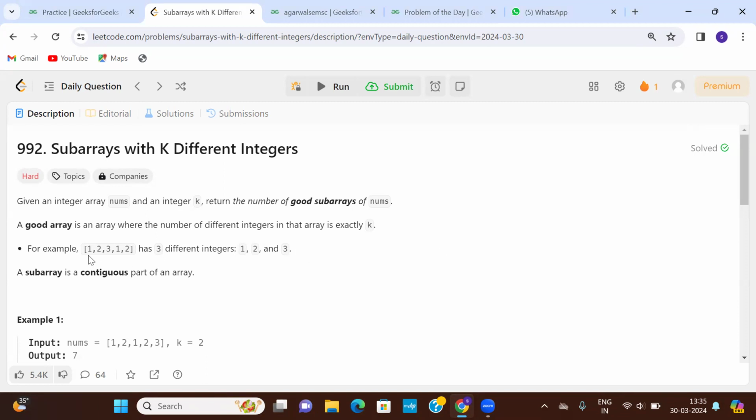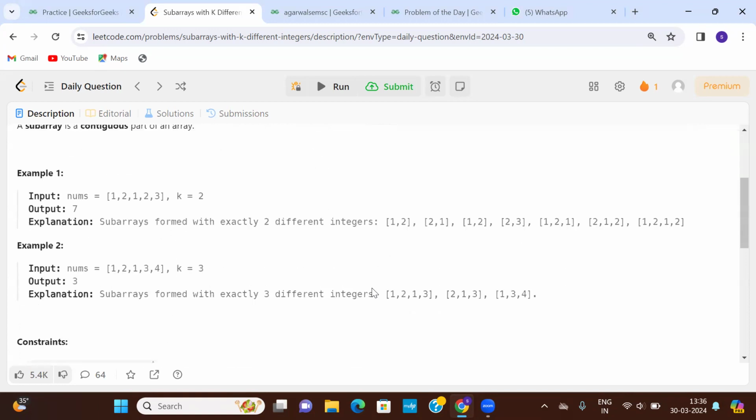For example, 1, 2, 3, 1, 2 is an array which is provided to us. And this array has three different integers, 1, 2, and 3. These three integers are present in this particular array. And what do we mean by subarray? A subarray is a contiguous part of an array. Let us further understand this question with the help of an example.